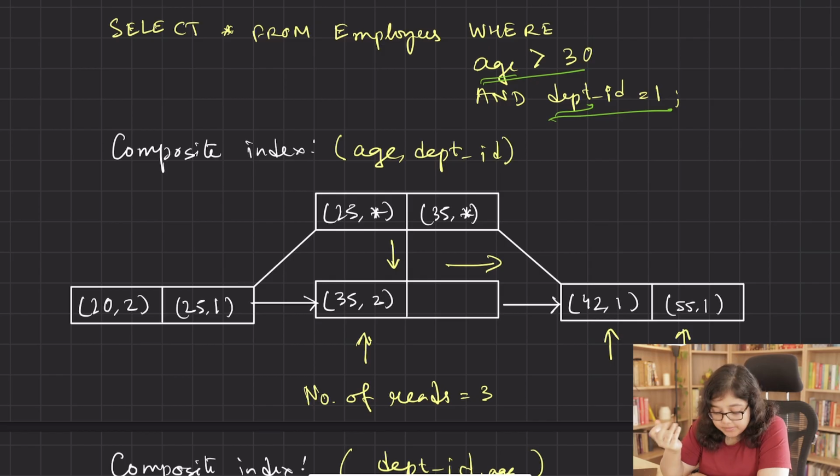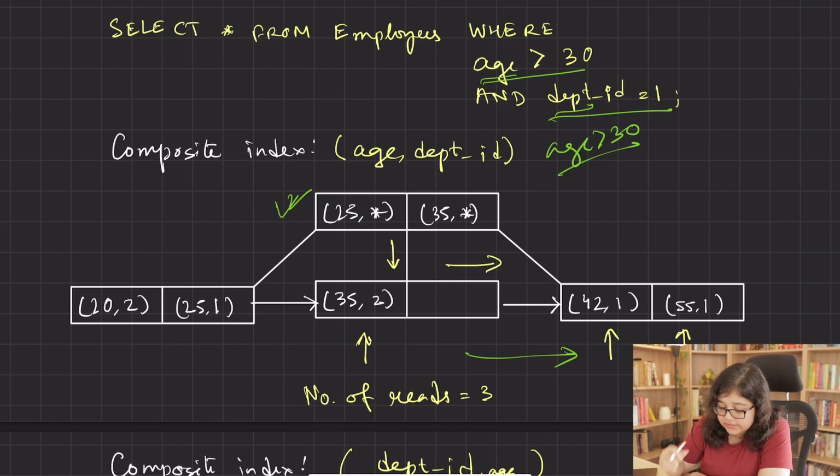Let's understand why. Here the scan starts from the B plus tree root and goes to the first node that satisfies the age greater than 30 condition. Then it follows this path and reads all the matching rows, and after that it applies the filter department ID equals 1. This filter is applied after the index traversal, not during traversal. So the index is basically used partially.